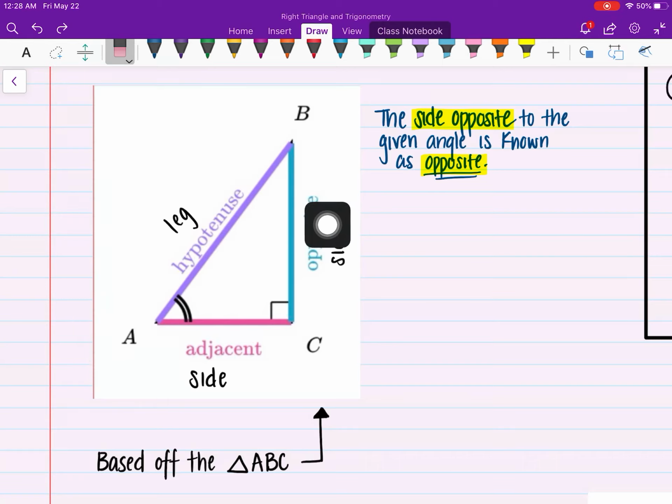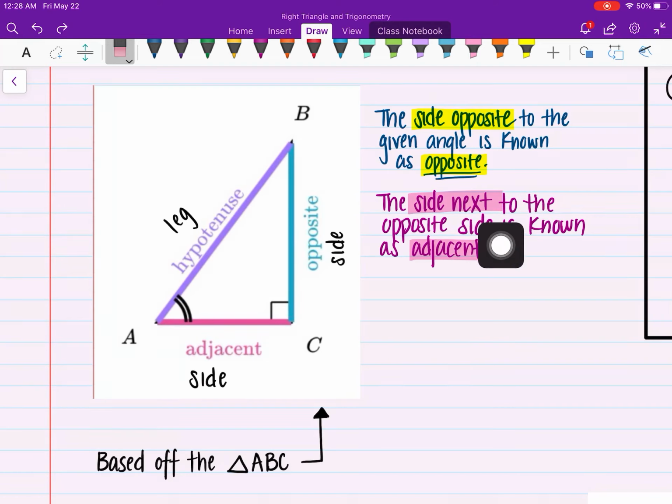is known as the opposite. So if we're given angle A, the side opposite to it would be known as the opposite side. So it's kind of like, given to you, the side opposite is the opposite. But once again, this is just based off the angle you're given.